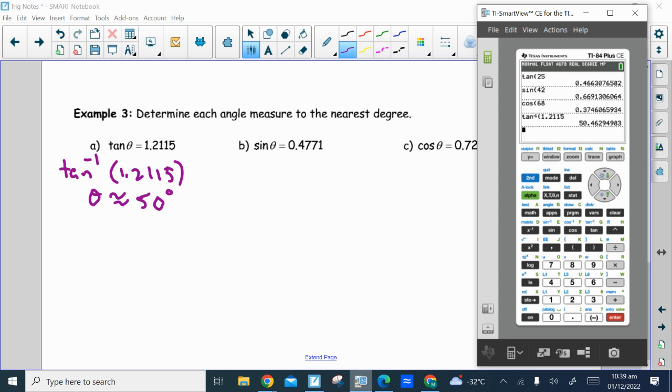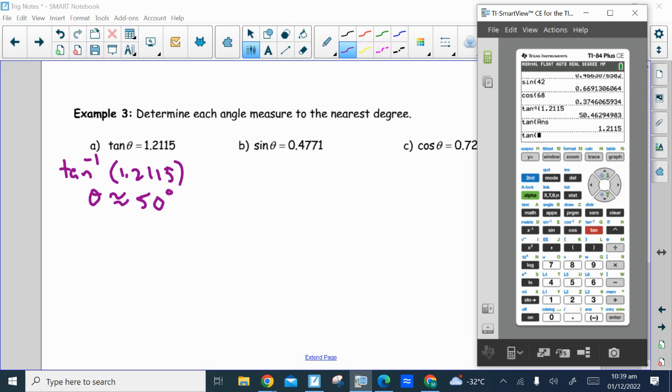Now, you can check. If I use that entire decimal and I go the tangent of that decimal, the tangent of the previous answer, it'll give me exactly the 1.2115 that we were given to start with. If you don't use the exact decimal, but you just use the rounded value that we got of 50 degrees, it's going to be close to 1.2115, but it's not the same because we used a rounded value. Right? So you can check your answers, but it's always best to use the entire decimal.